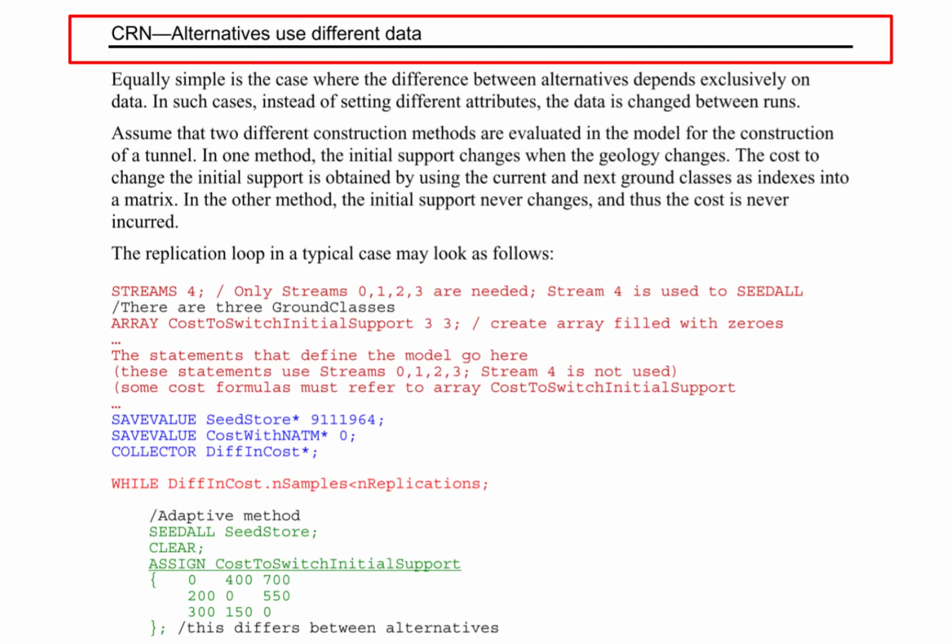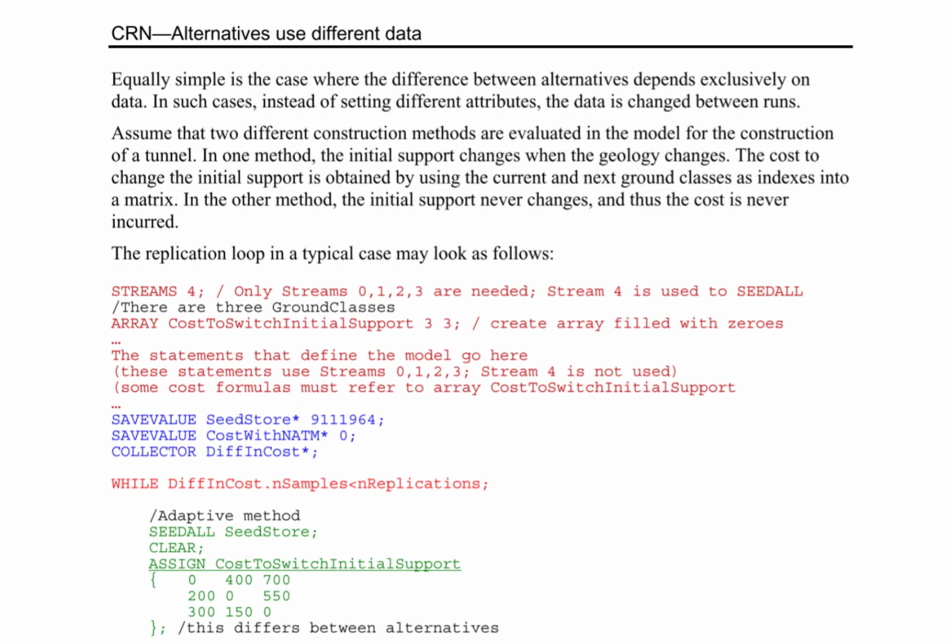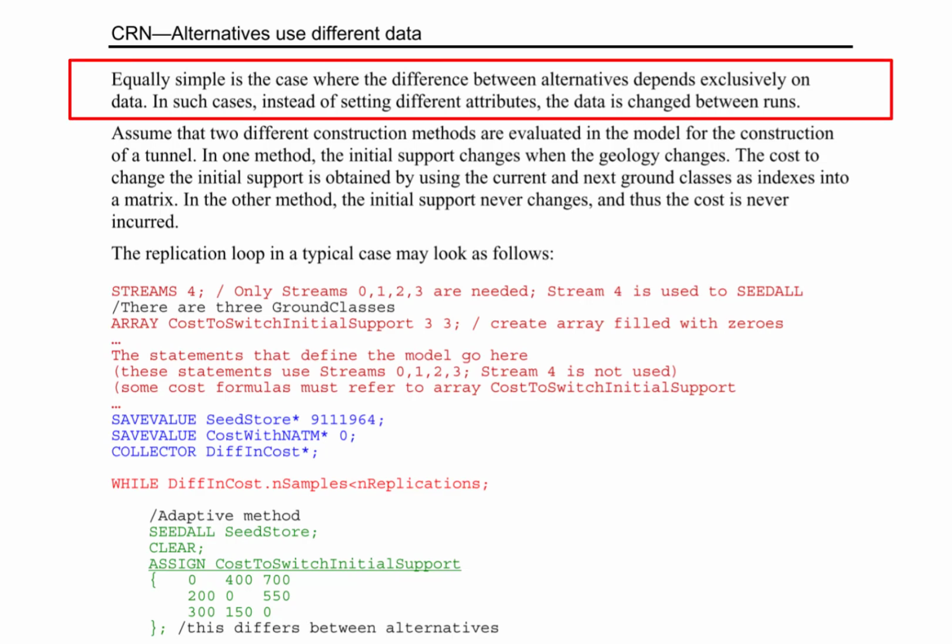The third example considers alternatives that use different data. This is an equally simple case where the difference between alternatives depends exclusively on data. In such cases, instead of setting different attributes, the data is changed between runs.